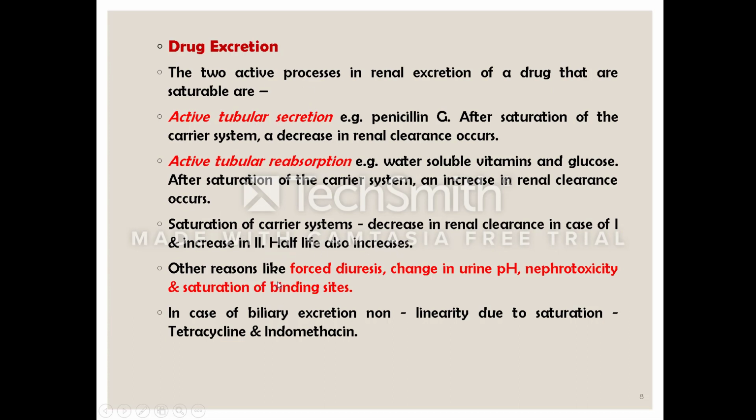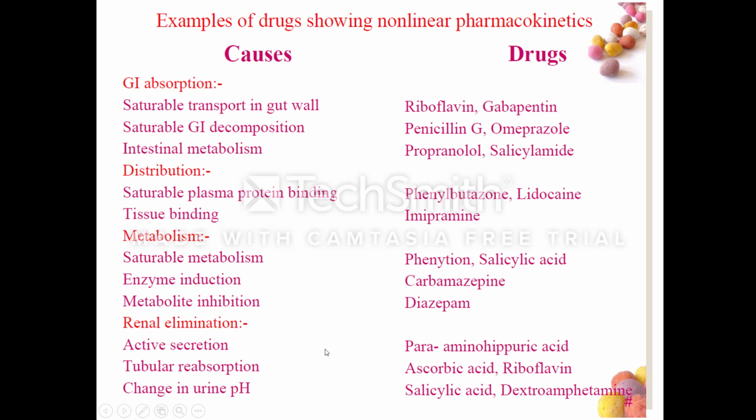Other reasons are forced diuresis, change in urine pH, nephrotoxicity, and saturation of binding sites. Examples of drugs which show non-linearity in biliary excretion are tetracycline and indomethacin. So these are the causes and the drugs which show this non-linearity.